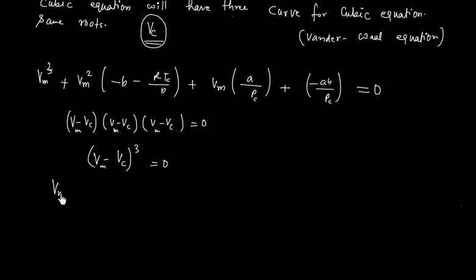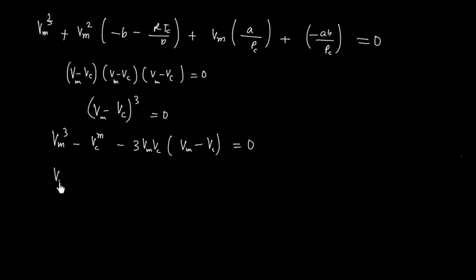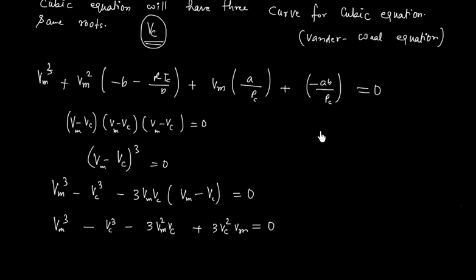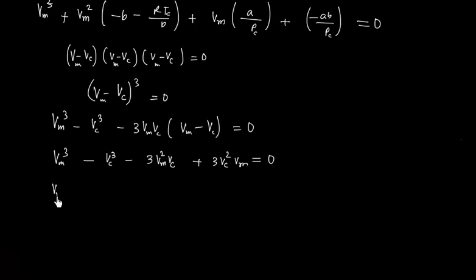That is (V - Vc) cubed. So this cubic equation will be, so this is Q. Now these two cubic equations should be identical. So let us arrange in terms of Vm.